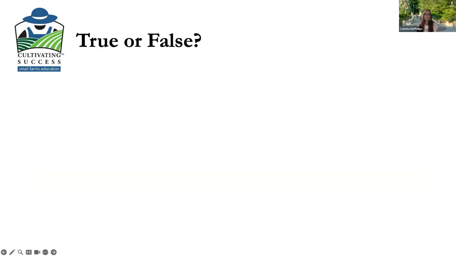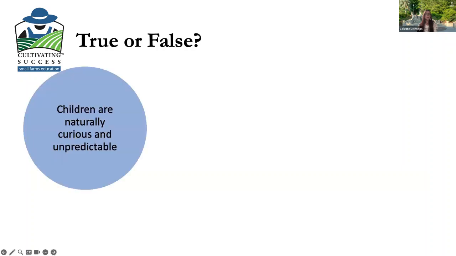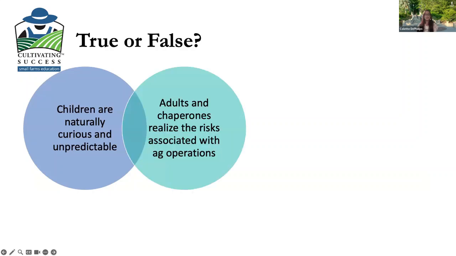So I want to give you an opportunity to reflect on a couple of statements, and in your mind, just identify, are these true or false? So let's go to number one. Children are naturally curious and unpredictable. Second, adults and chaperones realize the risks associated with ag operations.